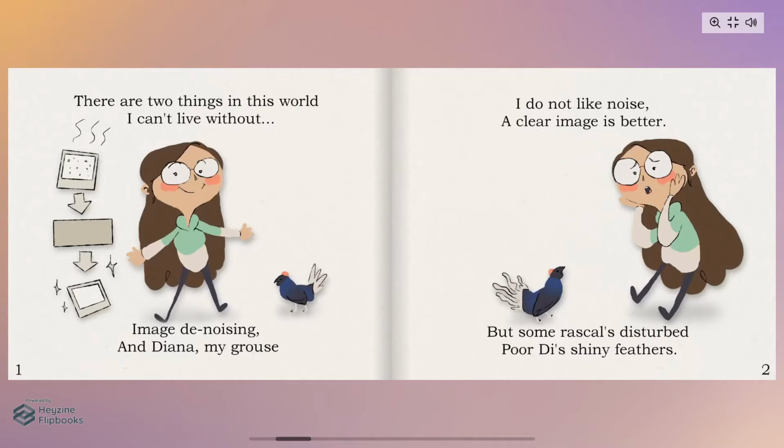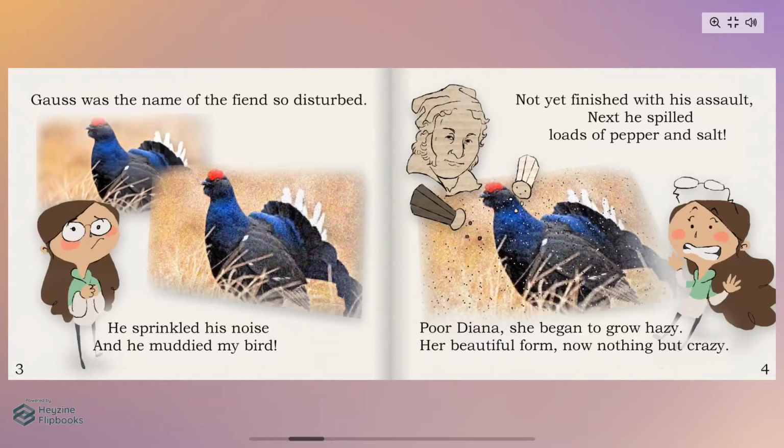There are two things in this world I can't live without: image denoising and Diana, my grouse. I do not like noise, a clear image is better. But some rascals disturbed poor Di's shiny feathers. Gauss was the name of the fiend so disturbed. He sprinkled his noise, and he muddied my bird. Not yet finished with his assault, next he spilled loads of pepper and salt. Poor Diana, she began to grow hazy, her beautiful form now nothing but crazy.